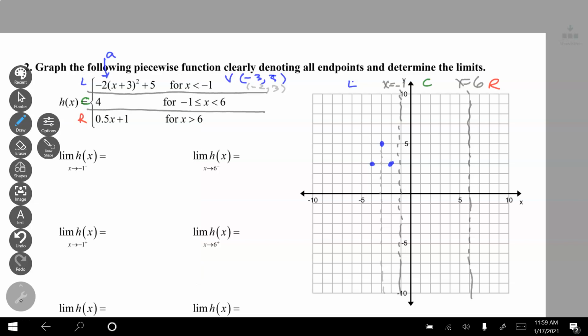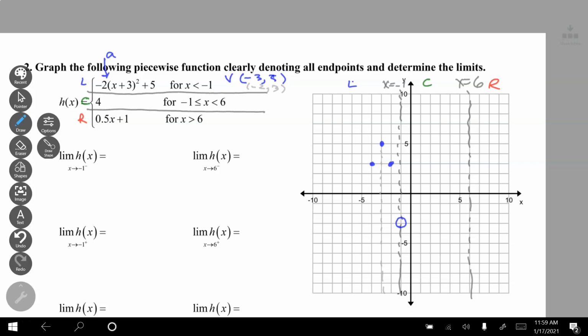And then the next point I'm going to do, I'm going to go back to the vertex. I'm going to go over 2 squares: 1, 2. 2 squared is 4, times the a value -2 is -8. 1, 2, 3, 4, 5, 6, 7, 8. But it's on the boundary, so I have to ask myself, open or closed? And I see it's less than -1, not including -1.